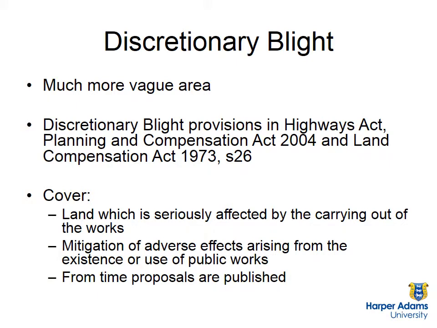Discretionary blight then is a much more vague area than statutory blight. Discretionary blight provisions can be found all over the place, but there's some in the Highways Act, there are some in the Planning and Compensation Act 2004, and the Land Compensation Act 1973 had some as well. Basically what discretionary blight provisions cover is land which lies slightly outside, or land which does lie outside, the scope of statutory blight. In other words, land which is going to be affected adversely by the carrying out of public works, but which is not actually required for those works.